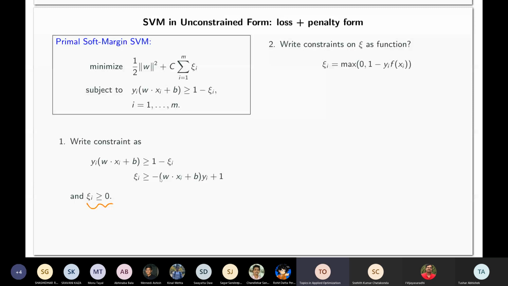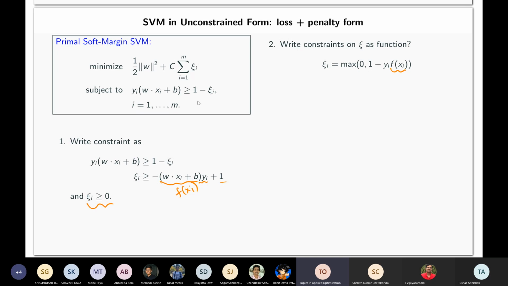So there are two things: ξi greater than or equal to 0, and ξi greater than or equal to this. Since it's greater than or equal to, we take the max of either 0 or this guy, which is 1 minus yi times f of xi. So ξi is the max of 0 or 1 minus yi f(xi). So ξi can be written like this.